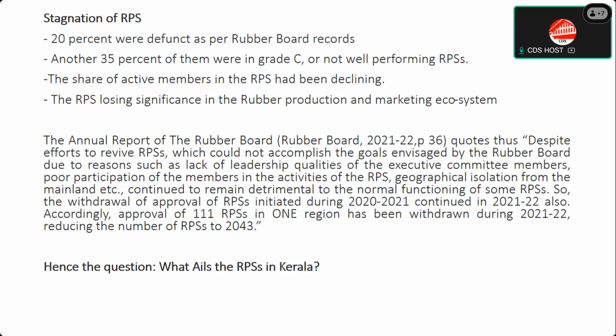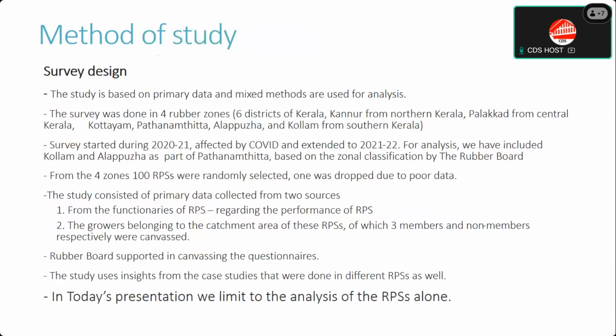So we have done a primary survey and used mixed methods for this analysis. The survey was done in 4 rubber zones, spread across 6 districts in Kerala: Kannur, Palakkad, Kottayam, Pathanamthitta, Alappuzha and Kollam. About 4 zones, 6 districts in Kerala. The survey started during 2024 and got extended in 2021-22.